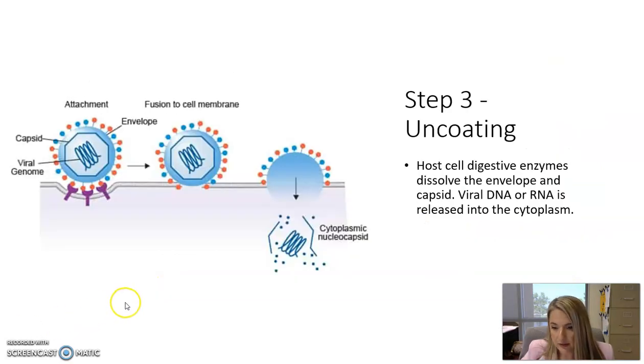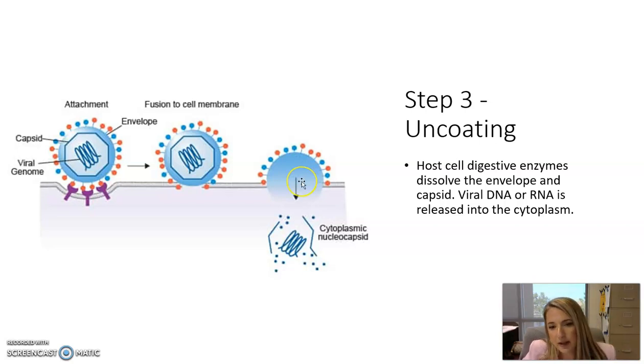Regardless of whether a virus penetrates the host cell through endocytosis or membrane fusion, uncoating is always a necessary step with animal viruses. So once a virus enters the host cell, or penetrates the host cell, its outer layers need to be taken off. So if that's a naked virus, it's going to be the capsid. If it's an envelope virus that has entered in through endocytosis, it's going to be the capsid and the envelope that needs to be taken off.